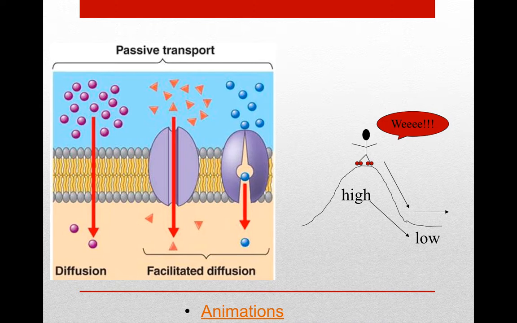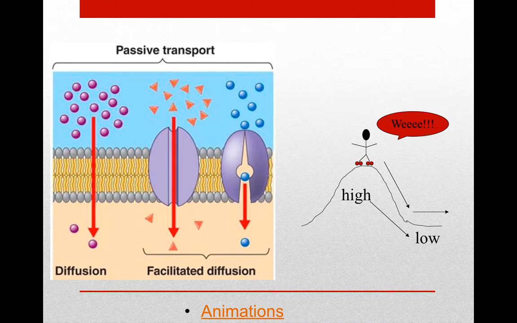So here are the three different types of passive transport that we see. The first one is just diffusion. So the purple circles will just pass right through the cell membrane, the phospholipid bilayer. An example of this would be water. That's a special type of diffusion. It's basically diffusion of just water, and that's called osmosis. There are other types of diffusion where particles can just pass right through the cell membrane as well.